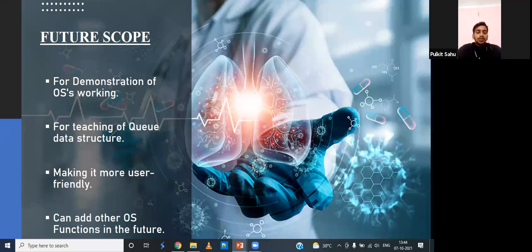So let us talk about the future scope. This project can be used in various functions of an operating system and for demonstration of how an operating system works, and it can be used for teaching the queue data structure, as we have done our project with the round robin algorithm using a queue only. To make it more user friendly, we can integrate with other software, and we can add other libraries so that it improves our project.